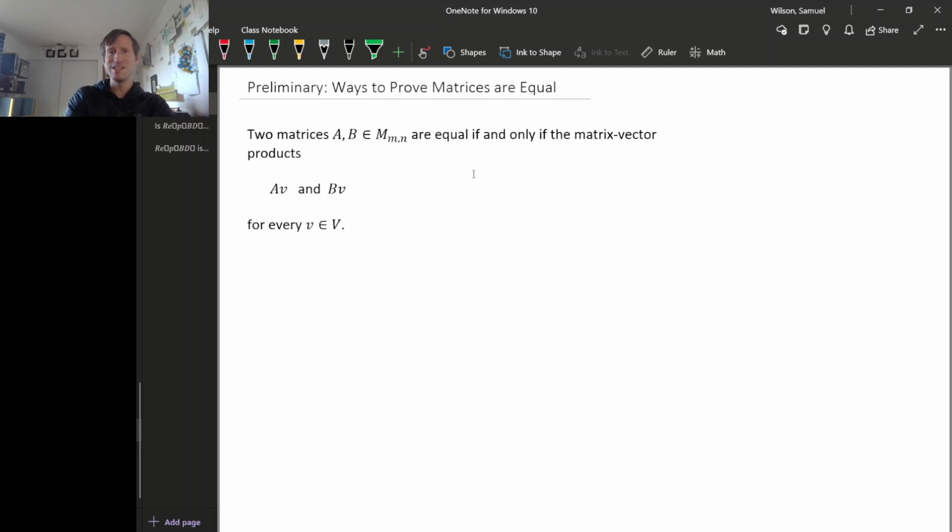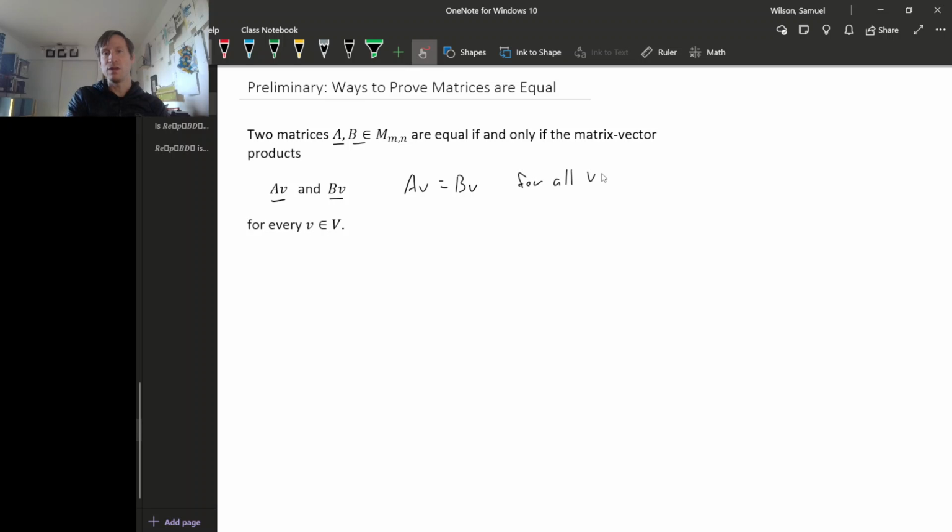A quick note before we dig into the meat of this chunk of material. I just want to notice something about matrix equality and the matrix vector product. Two matrices of the same size are equal if and only if the matrix vector products Av and Bv are equal to each other for every v. So what I'm saying is that Av has to be equal to Bv for all v.